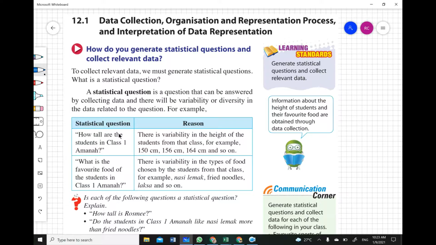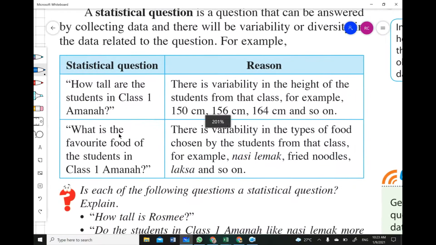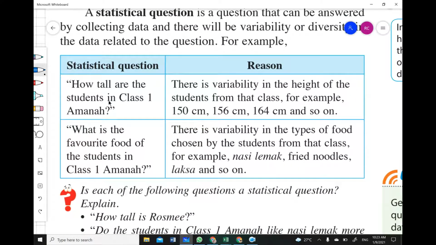For example, I make it bigger. Here, how tall are the students in class 1 Amanah? Or how tall are the students in class 1 Sapphire, 1 Topaz? So you look at the reason. There is variability in the height of the students from that class. For example, 150 centimeter, 156 centimeter, 164 centimeter, and so on, which means not everybody has the same height, some tall, some shorter. So there is a variability in the height.